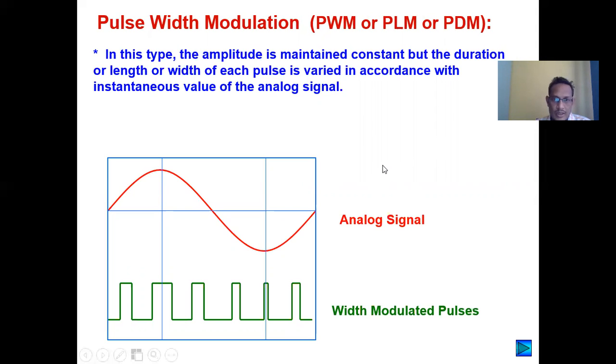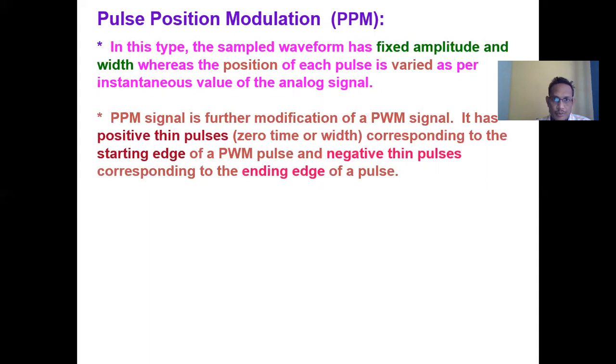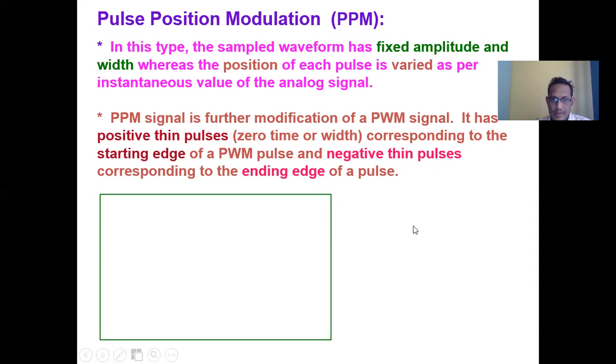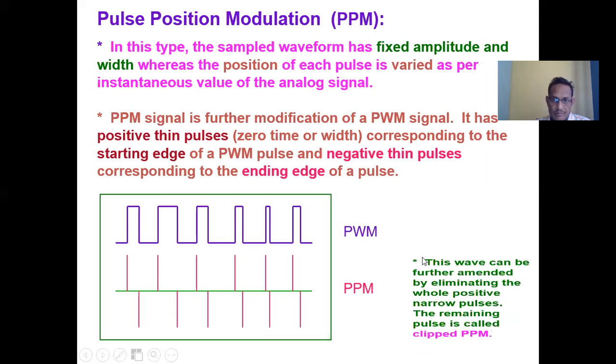We already defined all three parameters. Pulse position modulation, we already defined: the position of each pulse is varied according to the amplitude of your modulating signal. So this is called pulse width modulation, and this is called the pulse position modulation. So this width will get shifted according to the position of your modulating signal, as per the amplitude of your modulating signal.